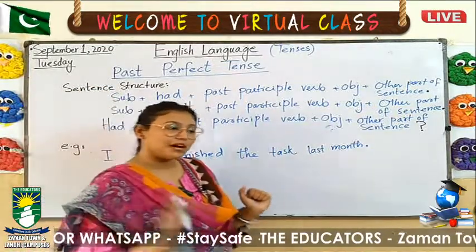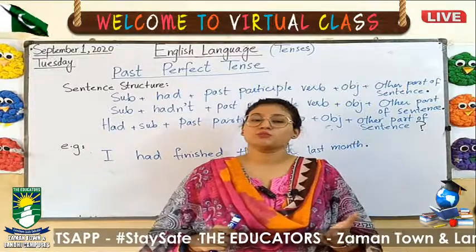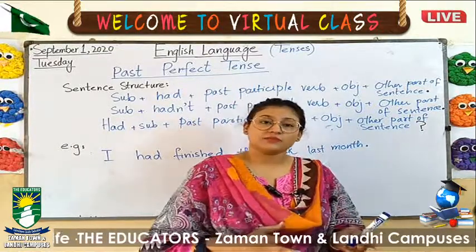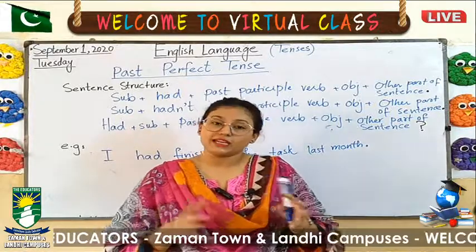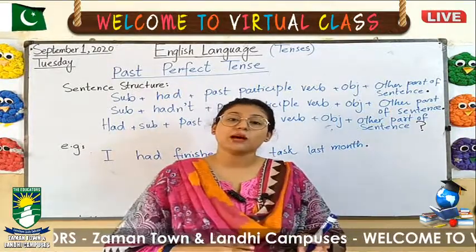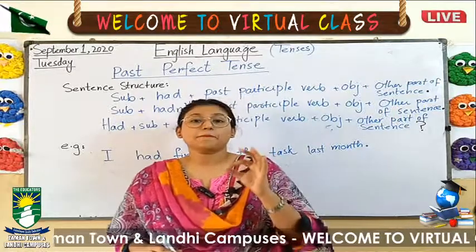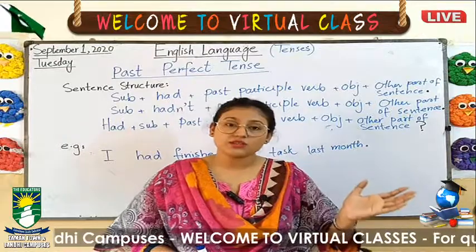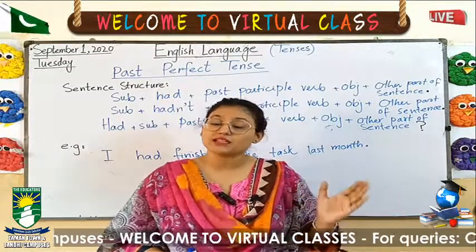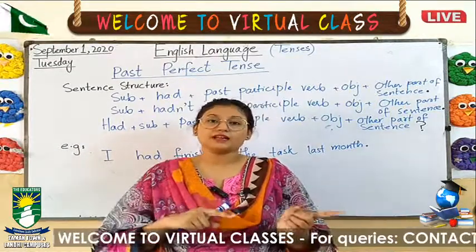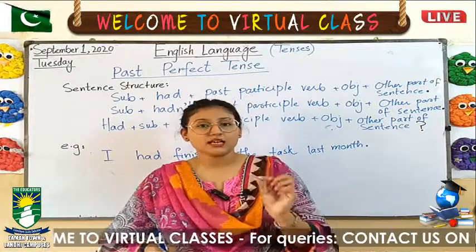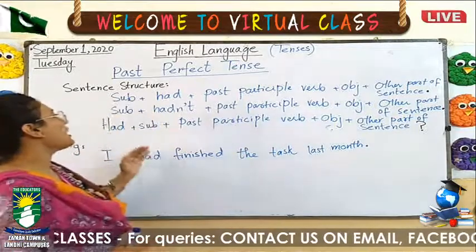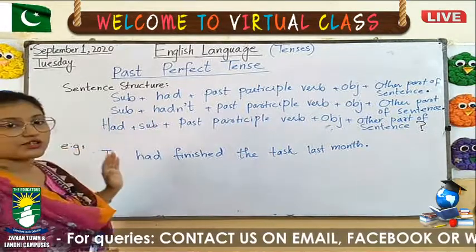So in past perfect tense, actually what do we do? The past perfect tense describes actions which are already completed before some point in the past. Before some point in the past. The events or the actions which are completed earlier, before some point in the past. Fine. So here I have written the sentence structure.